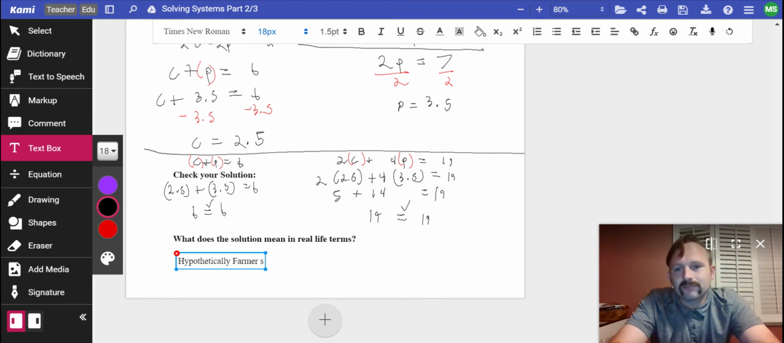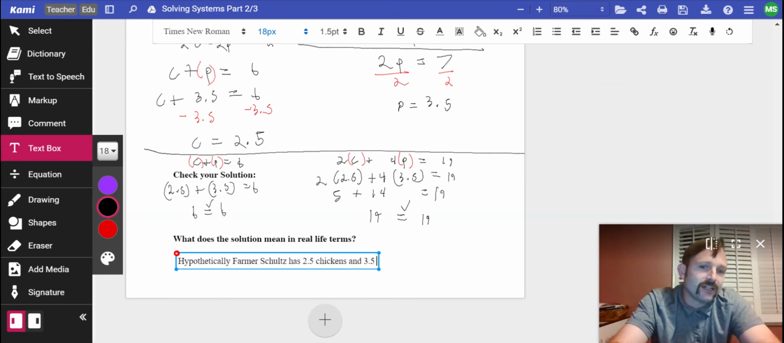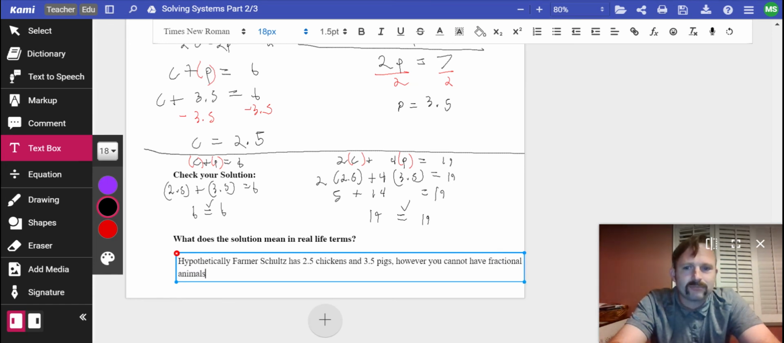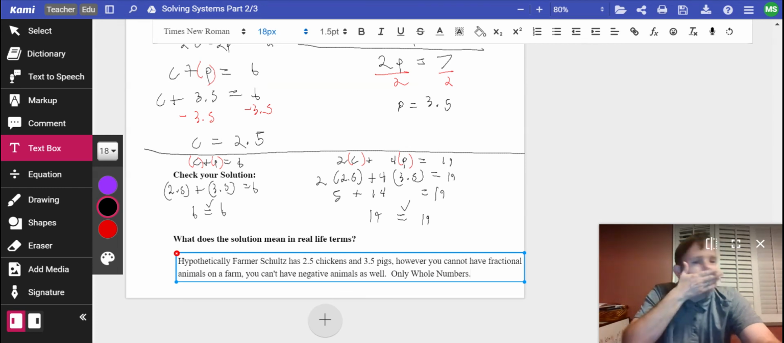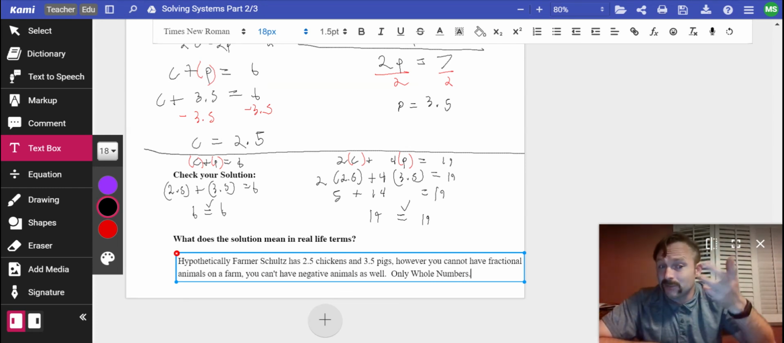Farmer Schultz has 2.5 chickens and 3.5 pigs. However, you cannot have fractional animals on a farm. You can't have negative animals as well. Only whole numbers. So in that situation, we'd be like, hey, there's a problem here.